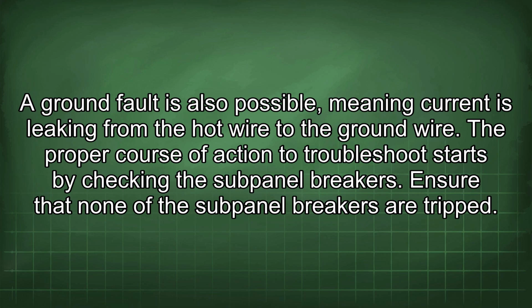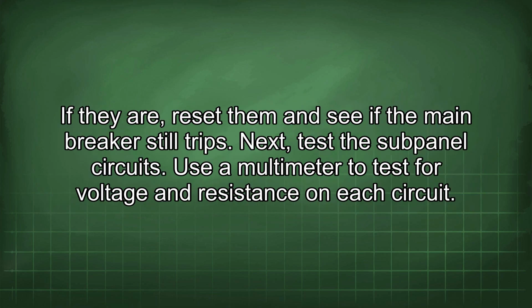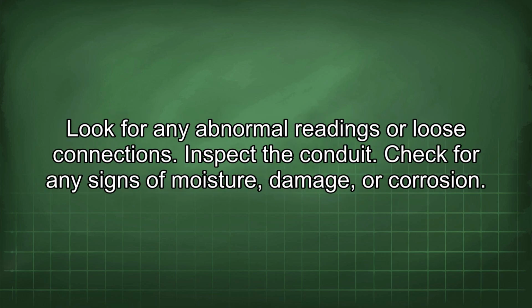The proper course of action to troubleshoot starts by checking the subpanel breakers. Ensure that none of the subpanel breakers are tripped. If they are, reset them and see if the main breaker still trips. Next, test the subpanel circuits. Use a multimeter to test for voltage and resistance on each circuit. Look for any abnormal readings or loose connections.